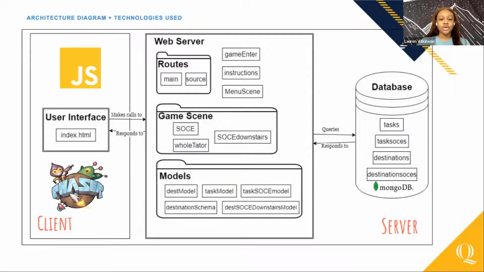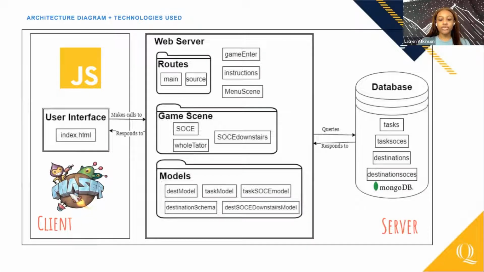Technologies used. On the left side, the client side, is our user interface and all things related to front-end development. The UI was made with Phaser 3, our JavaScript framework, HTML, and CSS. The user interface makes API calls to the web server and receives responses from the server. The user interface does not interact directly with the database. Instead, it passes a request.